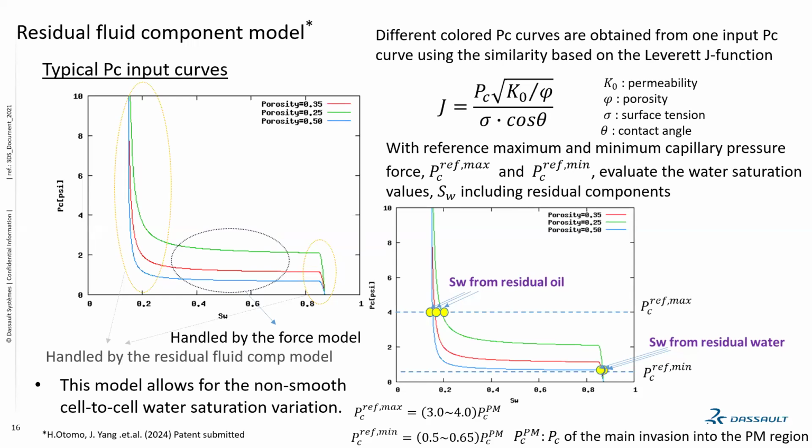To do that, we introduce some new parameters here, PC ref, PC ref max, PC ref min, and then we see this cross point. This cross point indicates the residual water component amount. By counting this fluid flow separately, we try to handle this water saturation level here. So in this way, we achieve the cell-to-cell water variation, which cannot be achieved with a diffusive interface model.